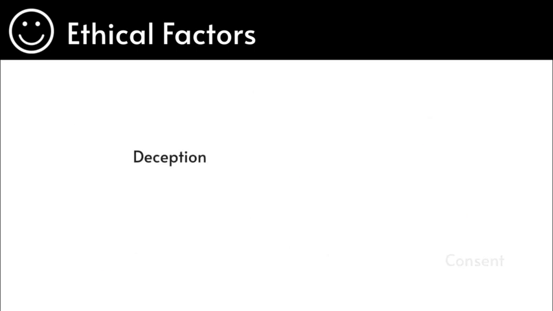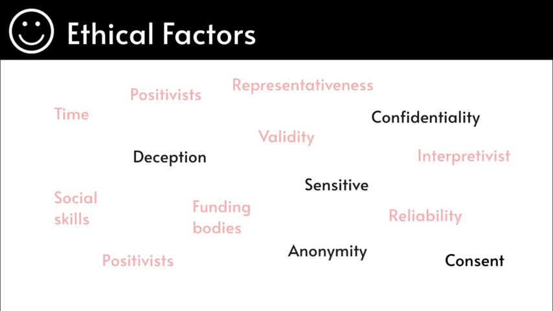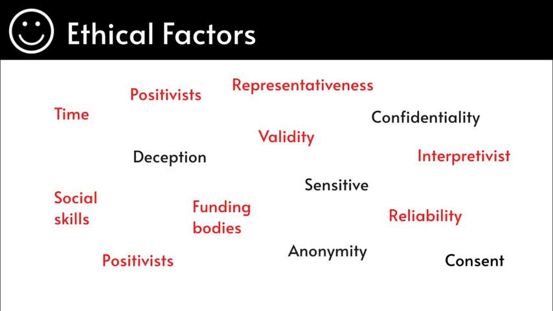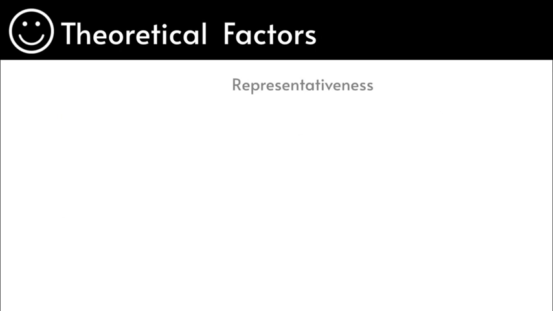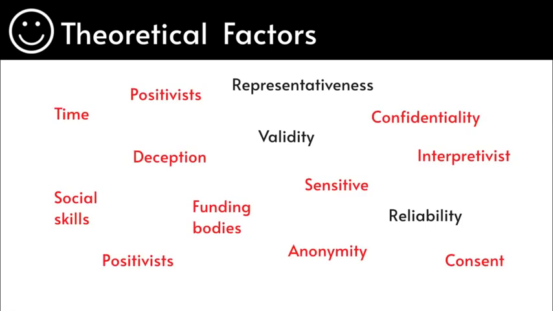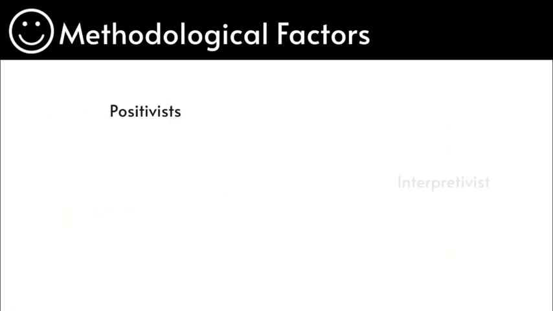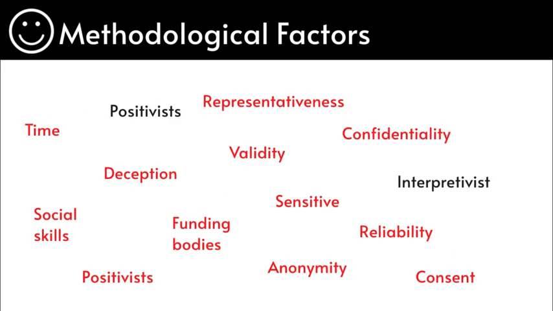Ethical factors would be deception, consent, confidentiality, sensitivity, anonymity out of all of those keywords on the screen. Theoretical factors would be representativeness, where we can generalize the whole population, reliability, because it can be repeated again, correlations, trends can be seen, validity, attitudes, behavior, reasoning, why can also be seen. Methodological would be positivists and interpretivists, out of every one in here.